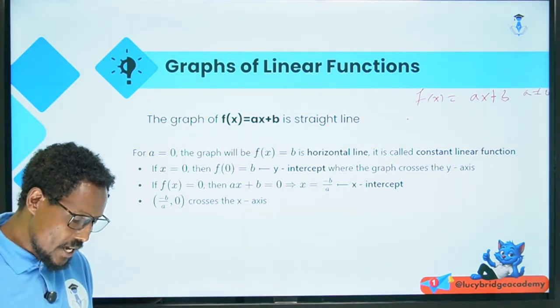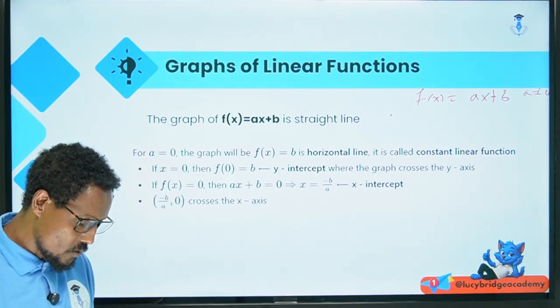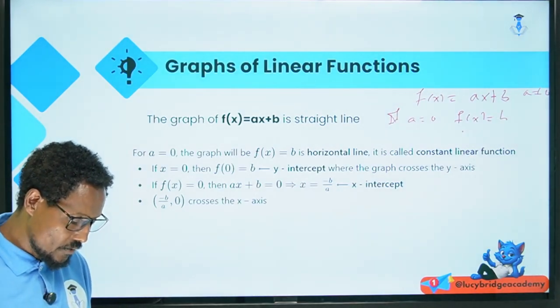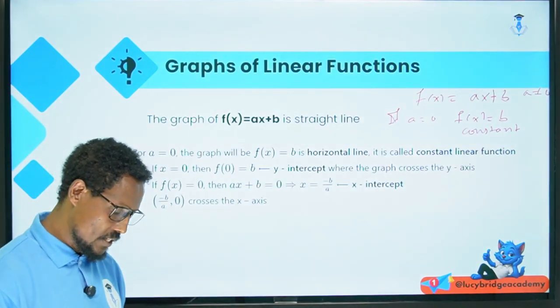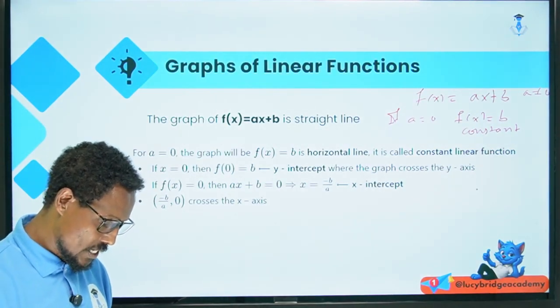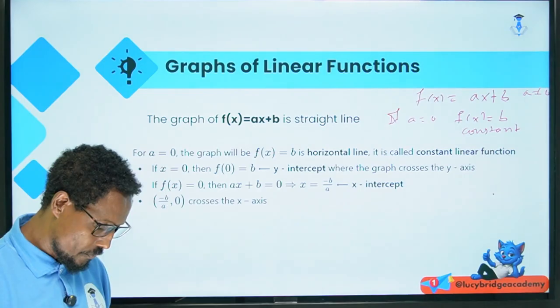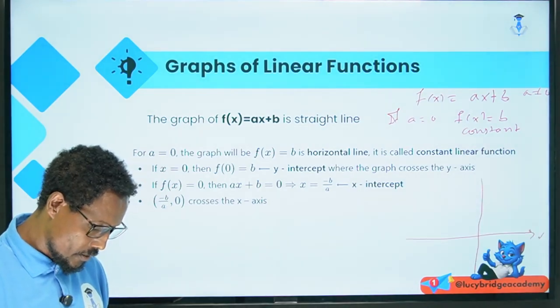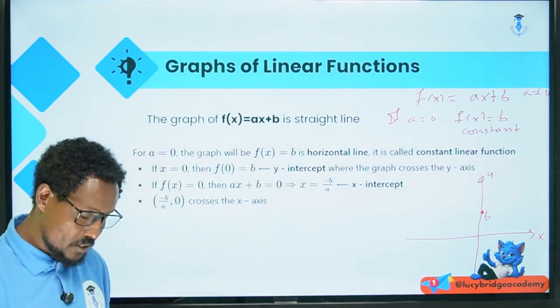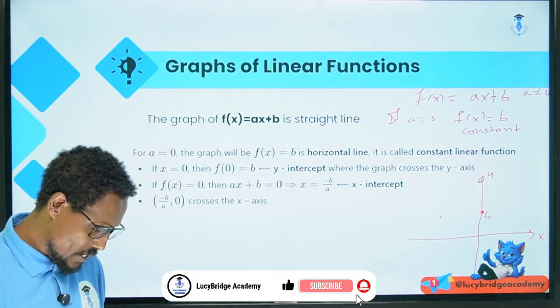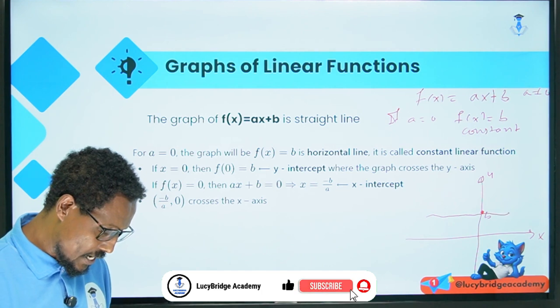What happens if a is 0? If a is equal to 0, f of x is equal to b, which is a constant function, okay? And the graph of this function passes through the y-axis at b. We know that b is the y-intercept. That means the graph crosses the y-axis at b, and it is parallel to the x-axis.